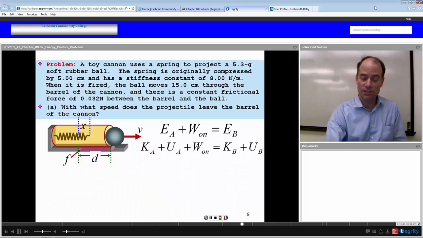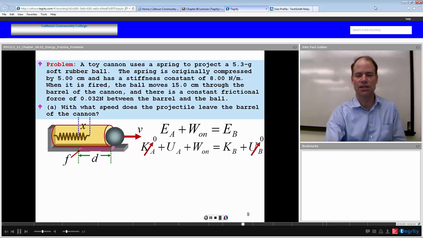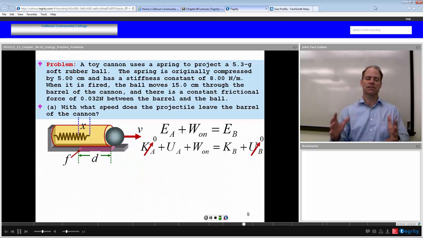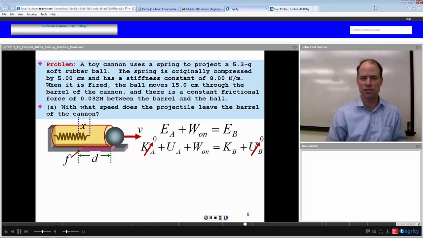Which of any of these terms might actually be 0? Well, we start from rest, so our kinetic energy at A is 0. We have a spring that's compressed, so we have potential energy at A, but it's decompressed at point B, so no more potential energy, 1/2 kx squared, at point B. We're all on a level plane, so no gravitational potential energy to worry about, so that is 0. And so we're left with a much simpler equation now.